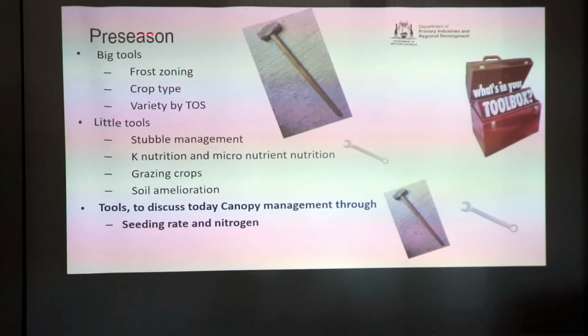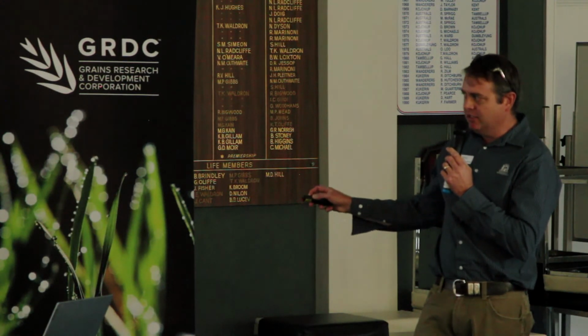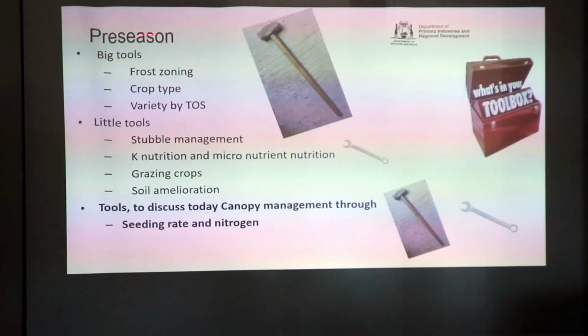So what I really want to talk about today is the tools, hence why I handed some out. The big tool we've got for frost is happening now. In terms of your biggest tool, it is actually making a conscious decision to manage your frost-prone zones differently, or your frost-prone parts of your landscape, in terms of what crop type you do and what enterprise you do, and the variety by time of sowing. So it's really about having a plan on how you're going to manage that. The little tools, like Andrew up the back there, are around stubble management, potash nutrition, grazing crops, soil amelioration. They're kind of the little things that can help tweak frost.